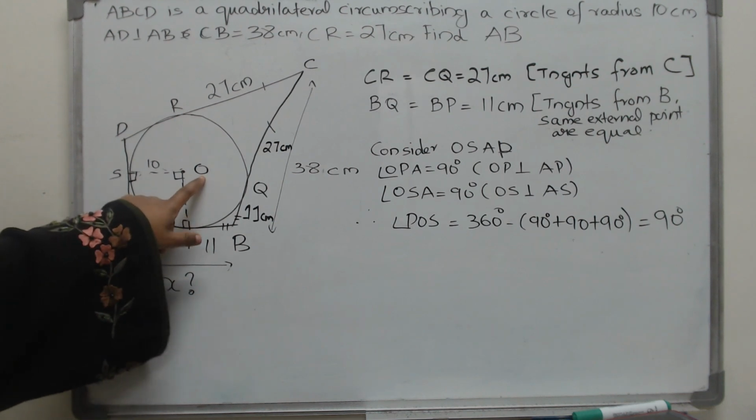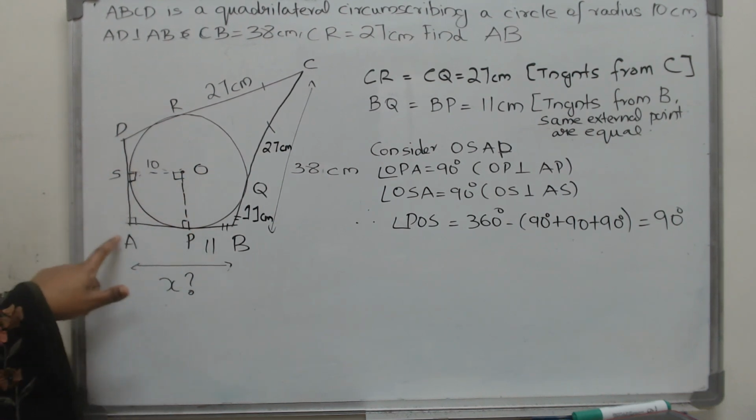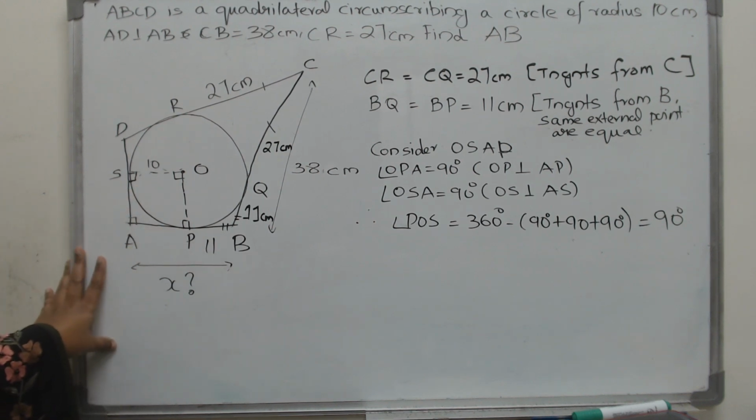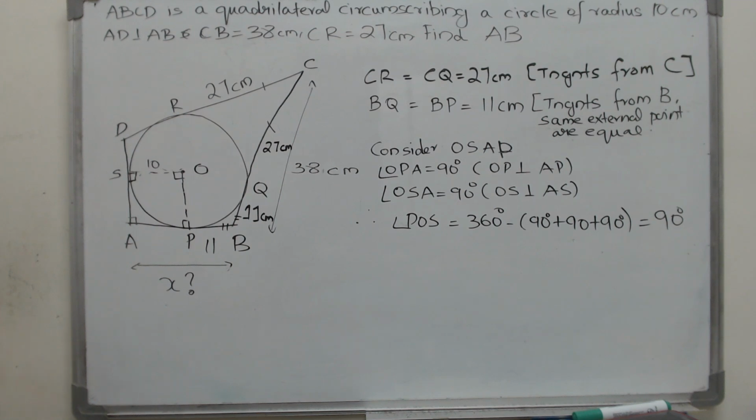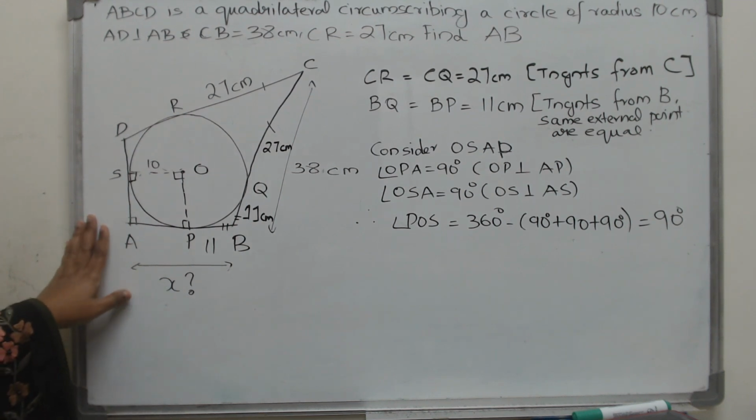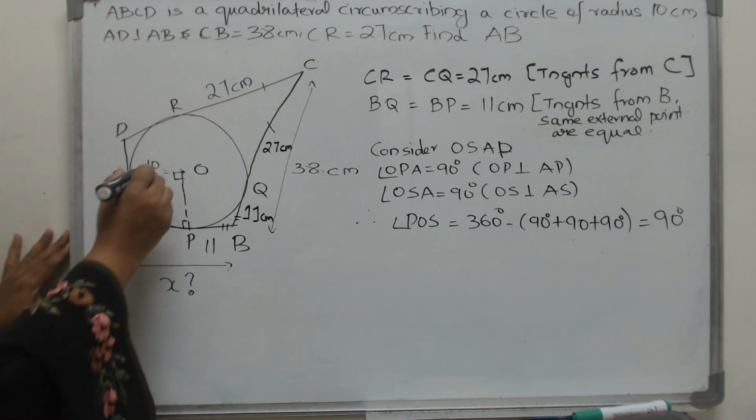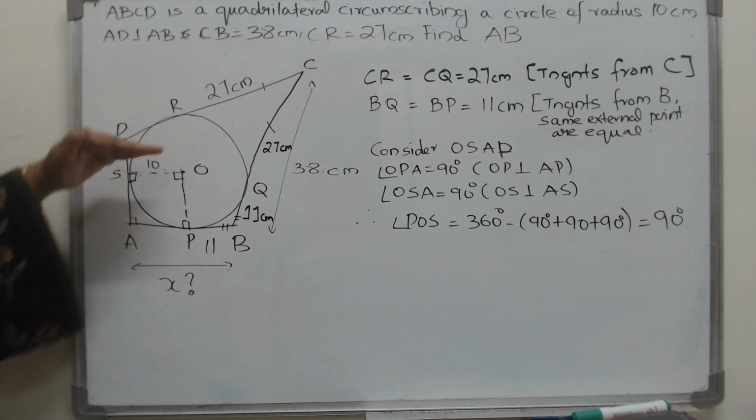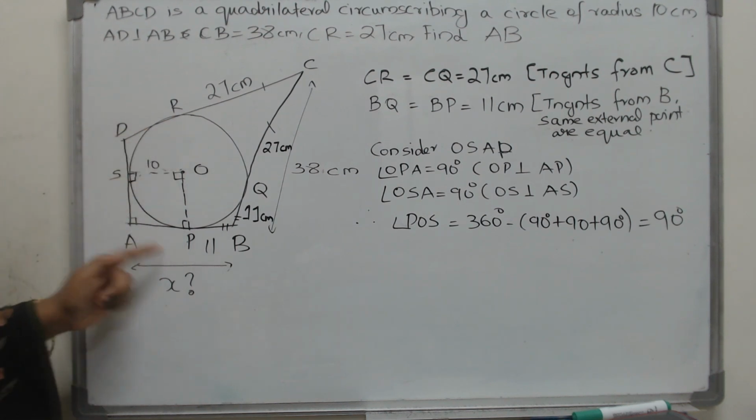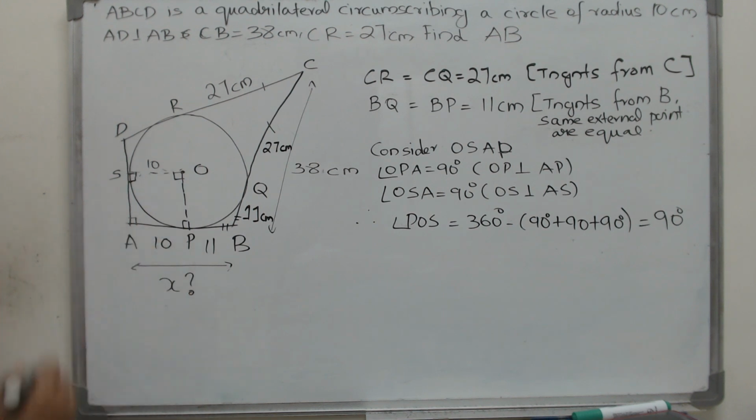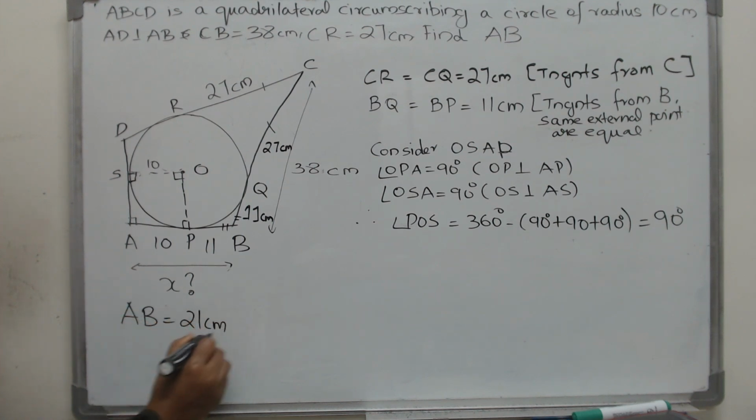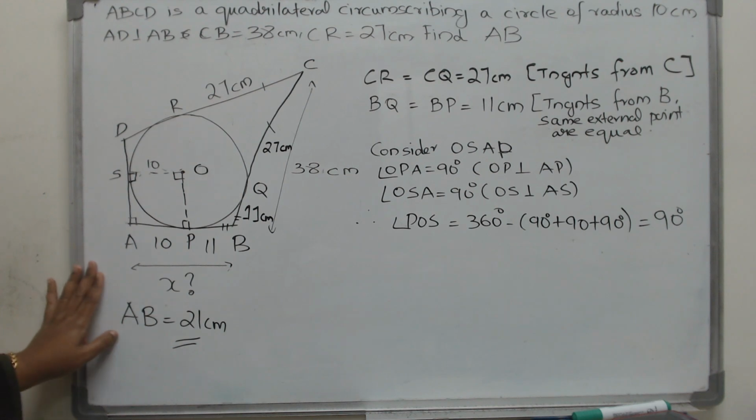Now here you have the quadrilateral OSAP with all of its four angles 90 degrees, which means it is not just any ordinary quadrilateral, it is a rectangle, which means what? Its opposite sides will be equal to one another, which means if this is 10, AP will also be 10. So this much is 10, this much is 11. So AB will actually be 21 centimeters. Now that is the result that we are looking for.